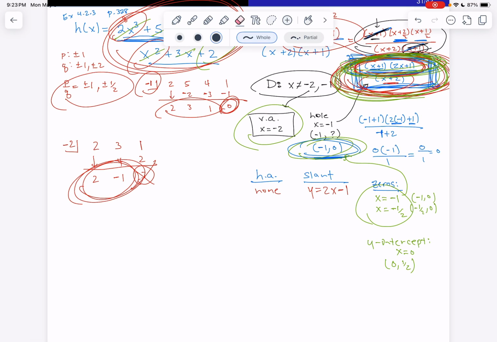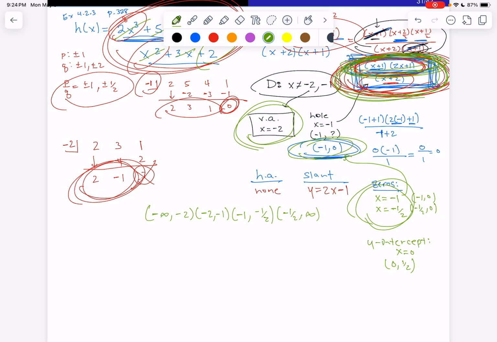Now, my sign analysis. Here we go. I'm going to use the VA and the 0. So we're going to have negative infinity to -2, I believe. -2 to -1. -1 to -1/2. And then -1/2 to infinity. No, that's not it.